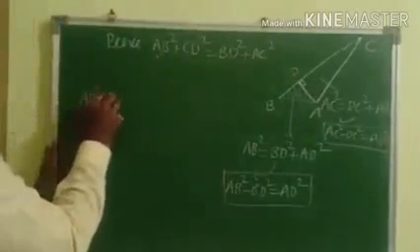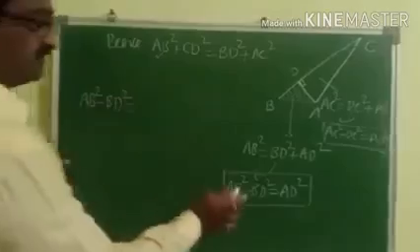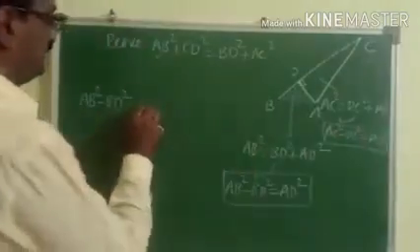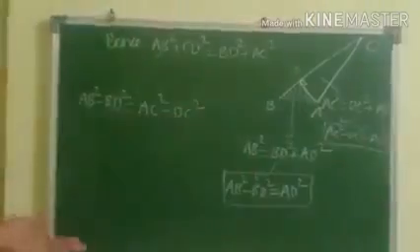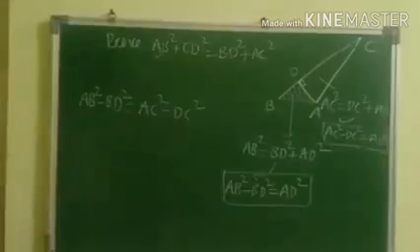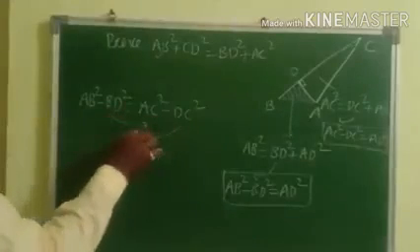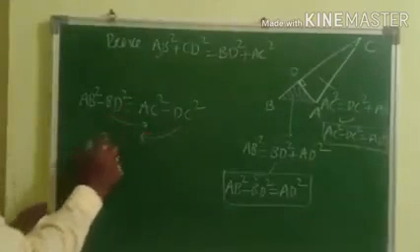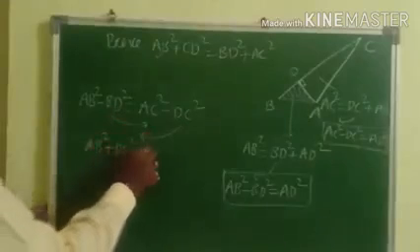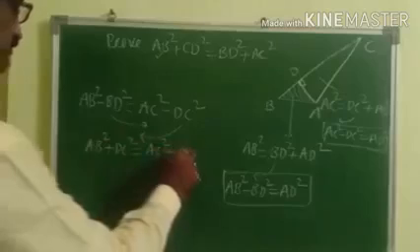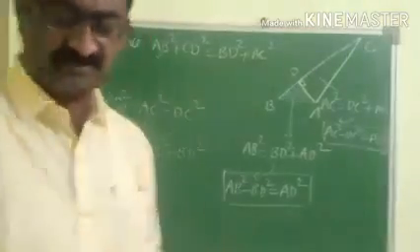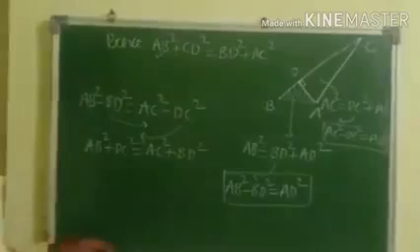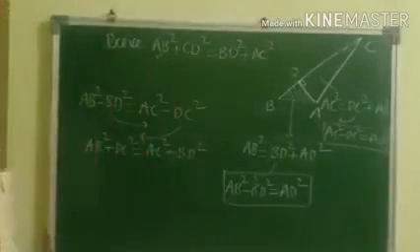Therefore, AB square minus BD square, the left hand side, is equal to the right hand side, AC square minus DC square. Rearrange the terms. BD square is sent to the other side with minus, DC square is sent here. So we get AB square plus DC square is equal to AC square plus BD square. This is one way. So just by rearranging the terms and doing the process, we will get the required result.